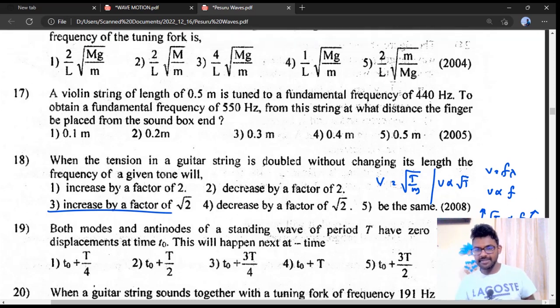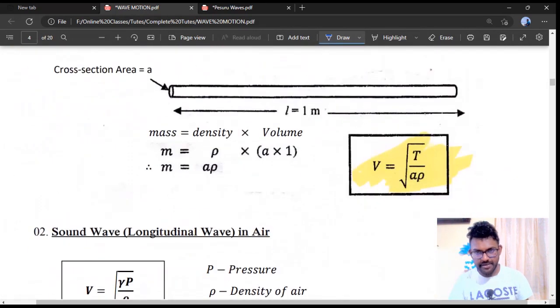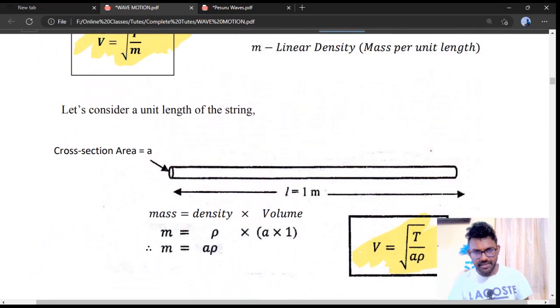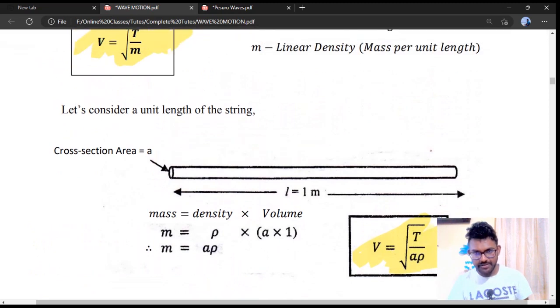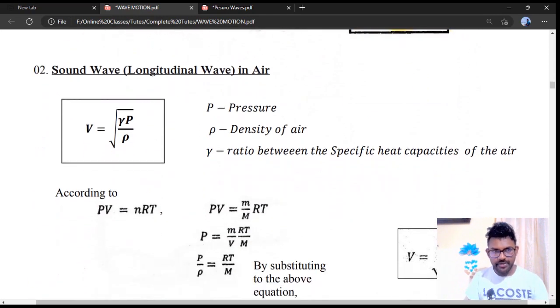We can apply this equation for a certain question, right? If you know the tension of the string, and the mass per unit length, or in other words, if you know the cross-section area and the density, you can use either this equation or maybe the other one, and find the velocity of the wave through a stretched string. Alright, next we are moving to the velocity of sound.